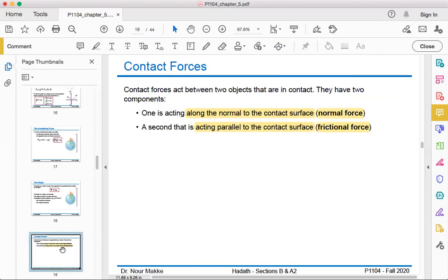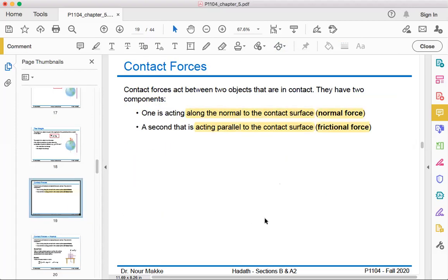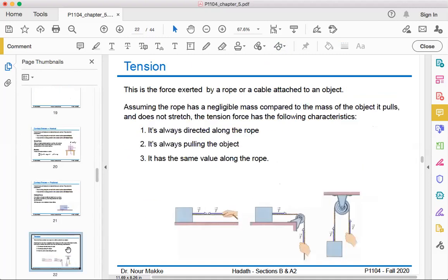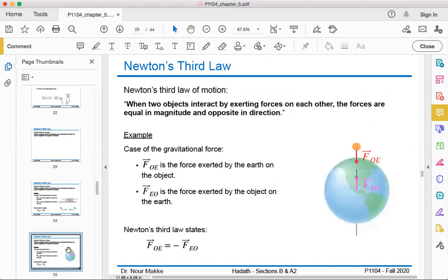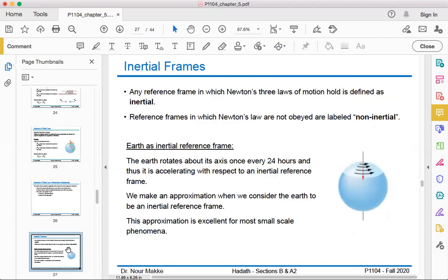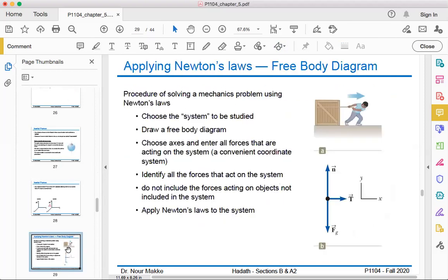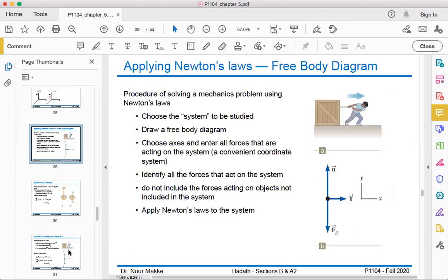You also have to know that the contact force is made of 2 components: the normal force denoted by N, and the frictional force denoted by F, which we have seen later in the slides. You have to check this slide again. This is the rule that we have. This is the procedure of how to solve the problem.